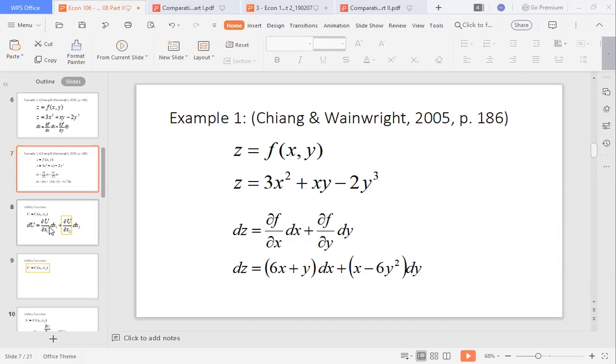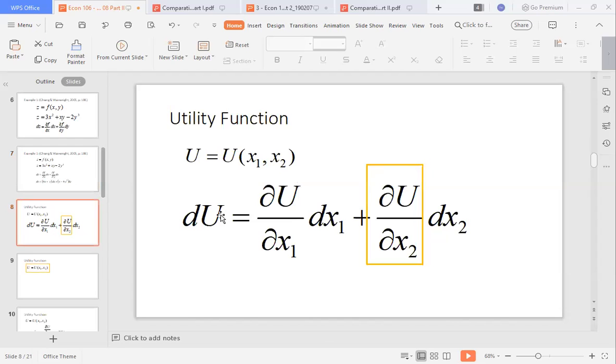Okay, so now let's move to an economic application, starting with the utility function. So in a utility function, class, you have these two goods, x sub 1 and x sub 2. In utility and consumer theory, you are trying to determine that combination of goods that maximizes the utility of that individual. So getting the total differential of that utility would mean getting the partial derivative with respect to any of these variables, x sub 1 and x sub 2, and multiplying it to its actual change, which is dx sub 1 and dx sub 2.